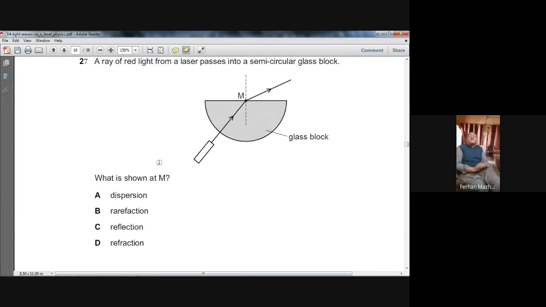A ray of red light from a laser passes into a semicircular glass block. What is shown at M? You see, at M, the refraction of light is taking place. The word is refraction. D is the right answer. The refraction of the light is taking place.